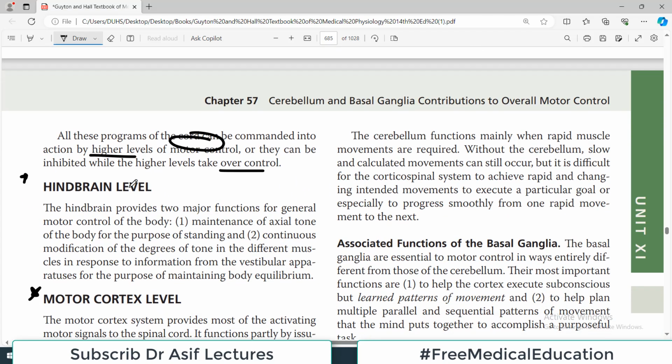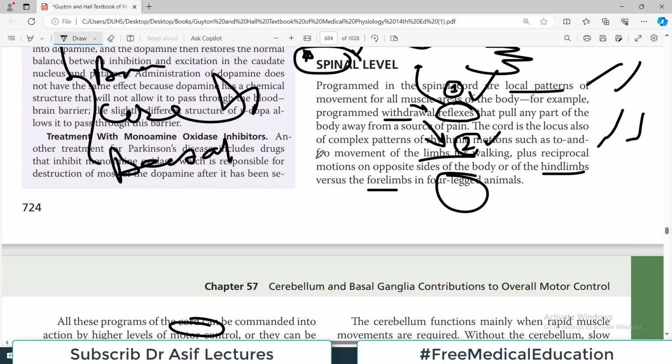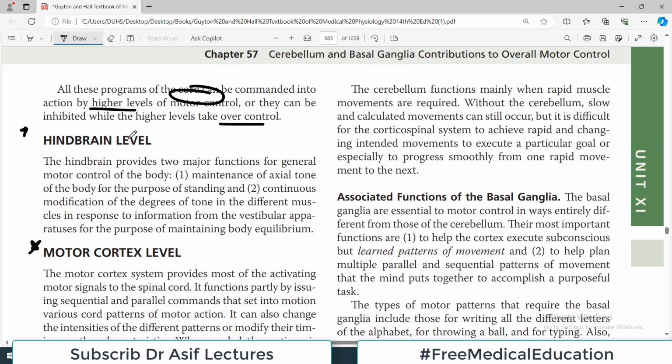But having said this, they are saying that this is not only done and controlled by the spinal cord. There are cerebral hemisphere और cerebral cortex का control भी होता है इन movements पर. Hind brain के level पर दो major functions हैं. One is the maintenance of axial tone for the purpose of standing, so maintaining the posture. And the second one is continuous modification of the degree of the tone in different muscles in response to the information that it gets via the sensory input. So muscle spindle fiber है, Golgi tendon apparatus है, उसकी base पर किस muscle का कितना body में tone रखना है. So these two things are being controlled at the level of the hind brain.